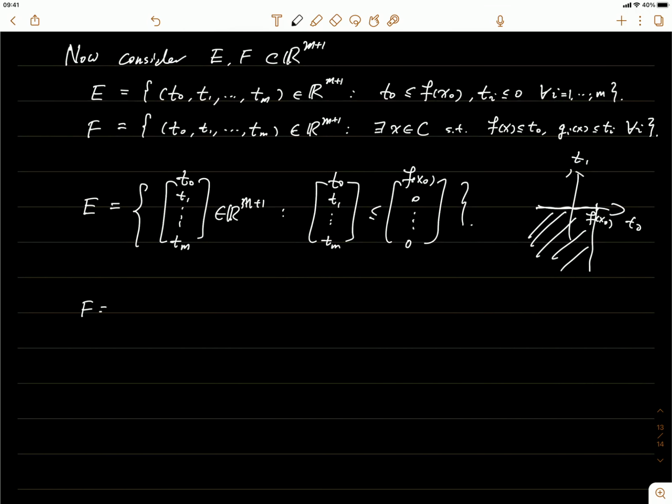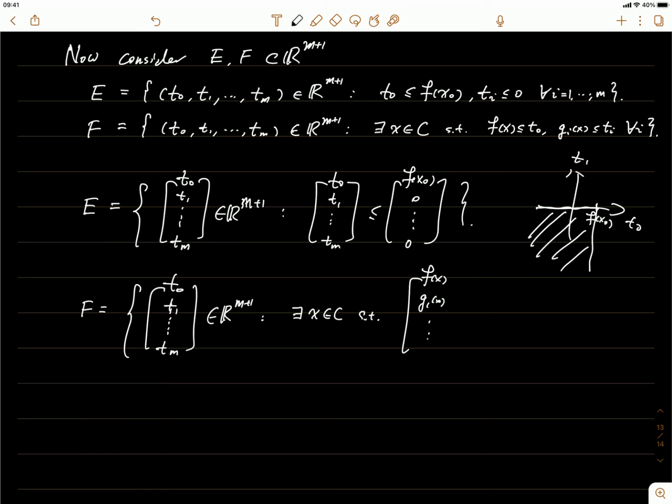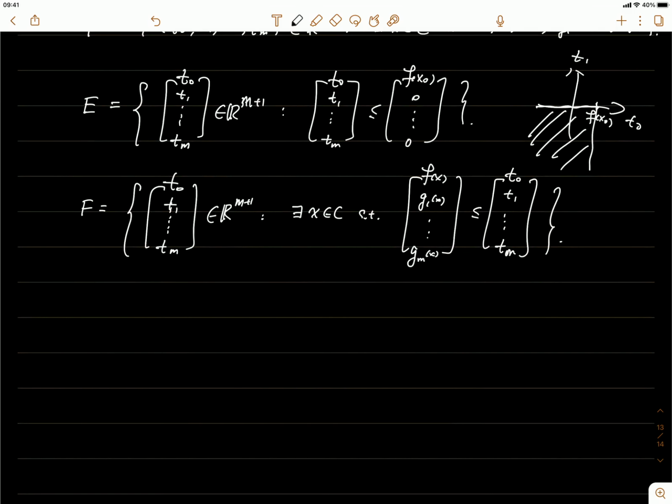Okay, and now let's look at the F. So the F is also a collection of points like this. At the same time, it says that there exists some x in C such that we'll look at the objective function value and the constraint function values at this x. It will be f of x, g1 of x, all the way to gm of x, and that is less than or equal to t0, t1, tm. Okay, so it's a collection of points like this. Now I'm going to show that this F is also convex.